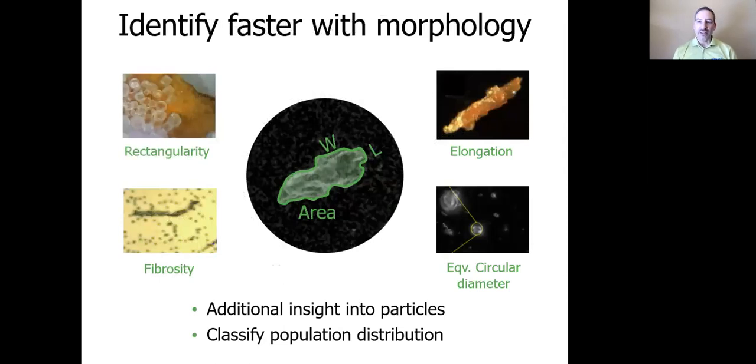The morphological characteristics kind of come for free as part of the counting and stage of the instrument. So the counting can be done in a few minutes, and reports basic information about the particle morphology. So essentially whether it's spherical, whether it's elongated, what's the area, what's the size, whether it looks like it's a fibrous particle. So that will give some additional insight into what the particle type is. And it can also, as I'll show you in the next example, help you classify distinctions between population sizes.